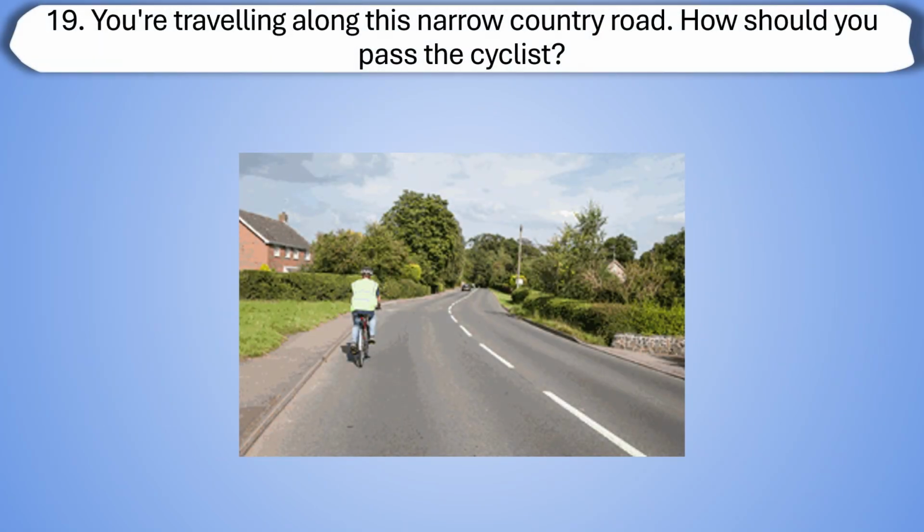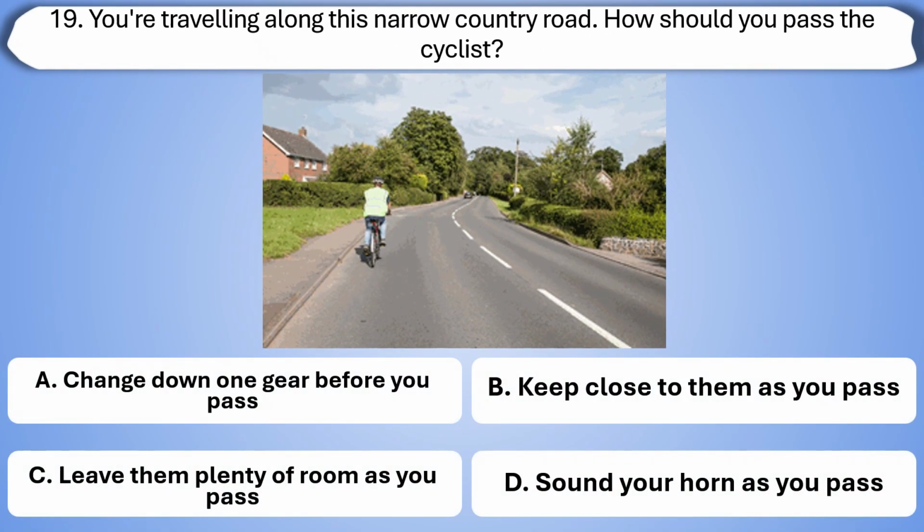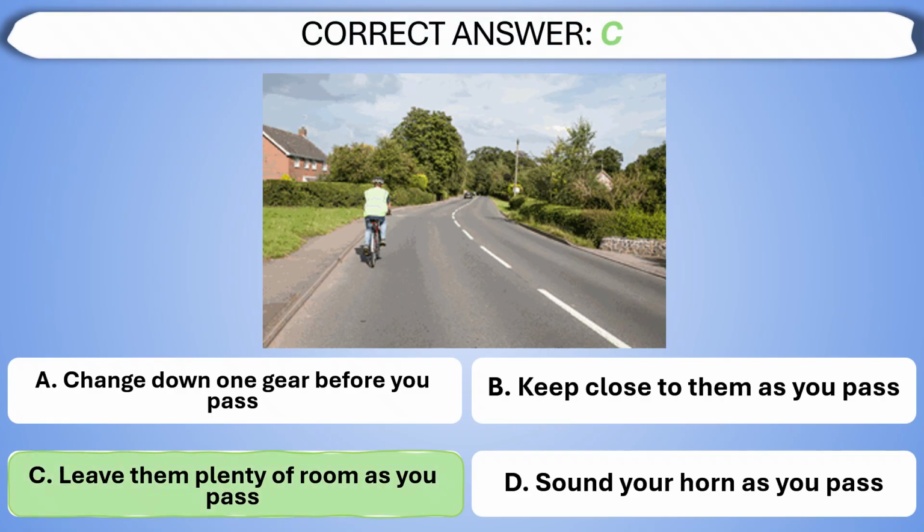19. You're traveling along this narrow country road. How should you pass the cyclist? A. Change down one gear before you pass. B. Keep close to them as you pass. C. Leave them plenty of room as you pass. Or D. Sound your horn as you pass. The correct answer is C. Leave them plenty of room as you pass.